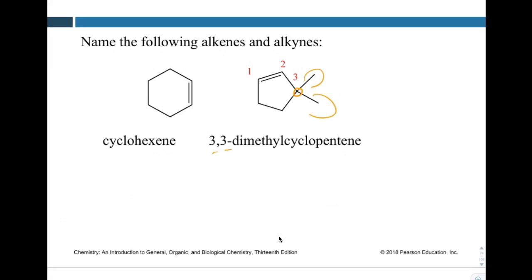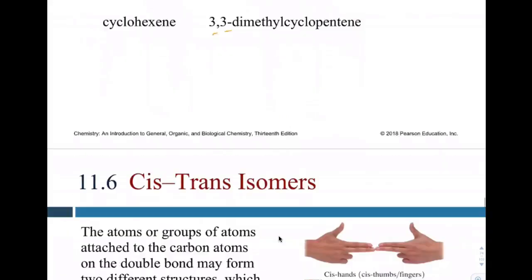And you want to number either clockwise or counterclockwise, so your side chain gets the lowest number. Like, I could call this 1, or I could call this 1 and go this way, but that would be 1, 2, 3, 4, 5. This would be carbon 5. And so you don't want that for your side chain. So you'll pick which direction to write your numbers in so that everything gets the lowest numbers possible.